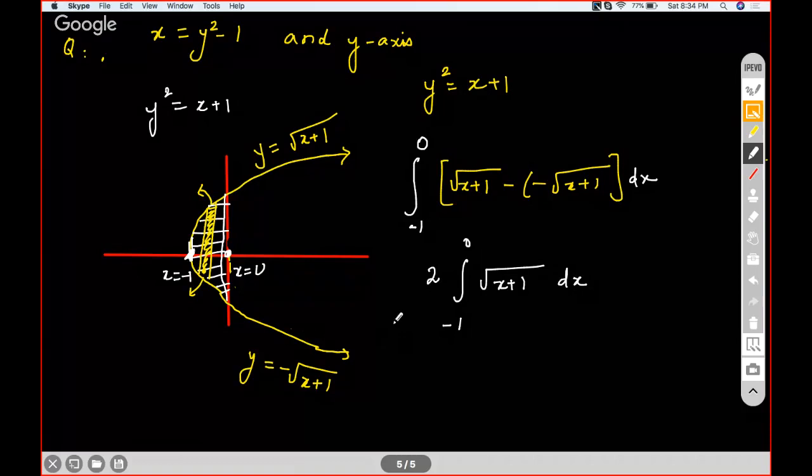Is it taking so much time? Just a sec. I thought we just had to integrate x plus 1 to the power half. What are you doing? That's it.